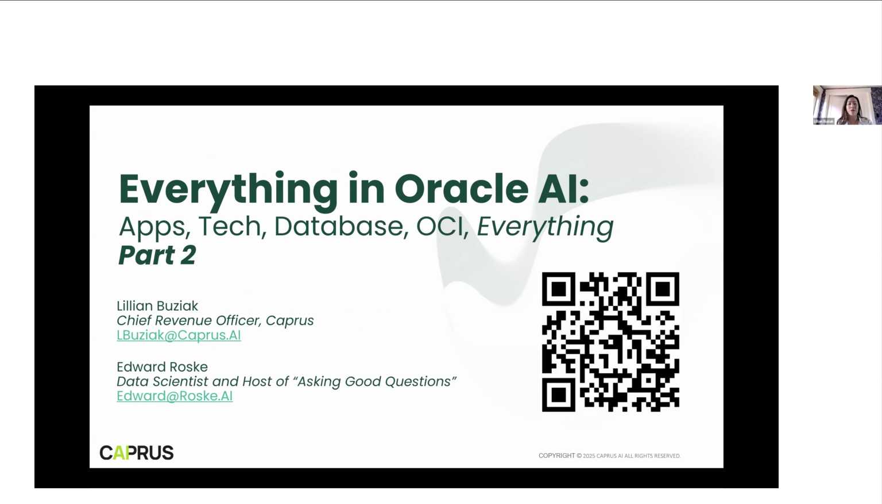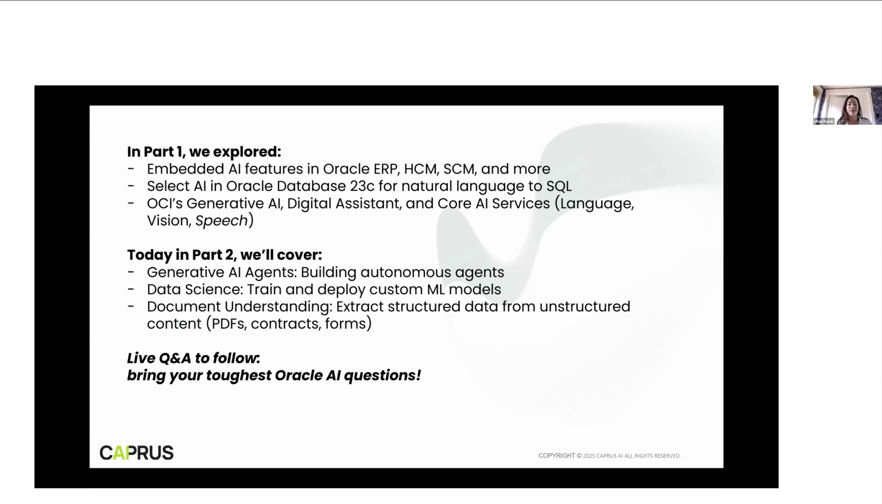Today, we're completing our Oracle AI journey by diving into the three services we didn't have time for in Part 1. In our first session, we explored the embedded AI features across Oracle's application suite, from predictive analytics and ERP to AI-powered hiring and HCM, and we demonstrated Oracle Database 23 AI's select capabilities. We also walked through several OCI AI services, including GenAI with hosted models, digital assistants, language services, vision services, and part of speech AI, all running on Oracle's infrastructure.